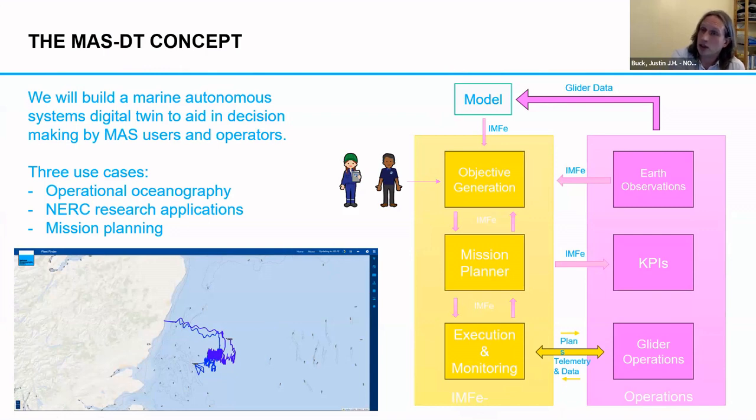And the goal in this is to have this virtuous circle where, as we use the twin, we improve the model, and then the model can in turn improve the gliders, and we have the physical virtual representation improving how we operate the physical observations.